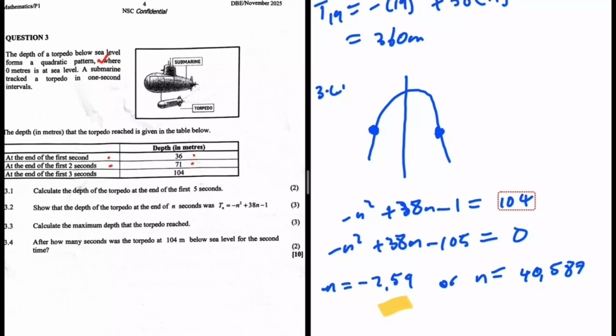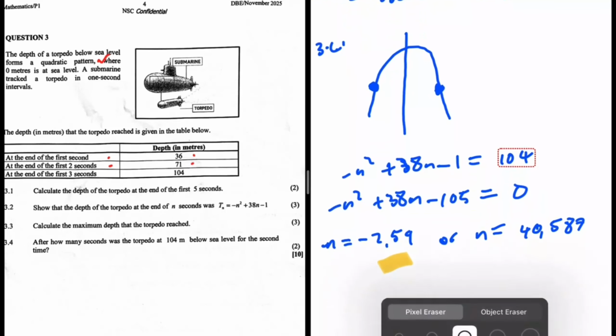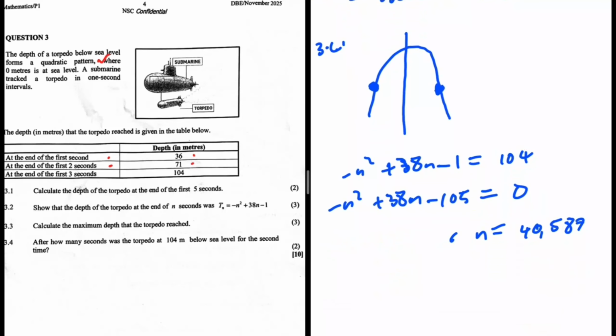Let me just take a look at this and see if I'm making any mistake. So minus n squared plus 38n minus 1 minus 104 minus. Okay, so let me substitute in my calculator once more. So minus b, 38, plus b squared. So 38 squared minus 4a, a is minus 1, and then c is minus 105, divided by 2 multiplied by minus 1. Okay, I think I had made a mistake when I substituted in my calculator.